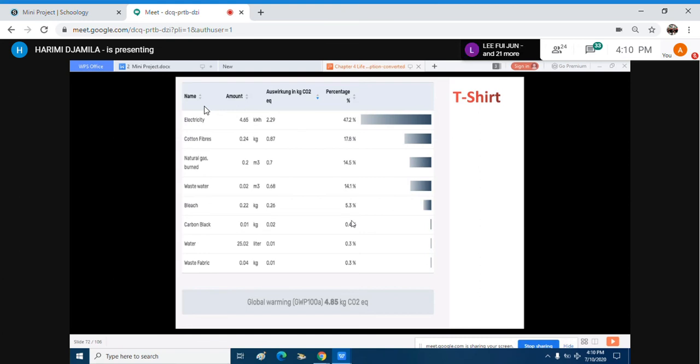So for this example, sometimes the carbon dioxide equivalent we call footprint, or sometimes we call it a global warming potential footprint. Sometimes we call it carbon dioxide equivalent. Sometimes we call it a global warming potential. So all of them are the same. For our case, we observe that most of the impact comes from electricity.